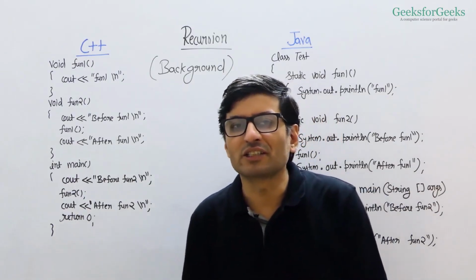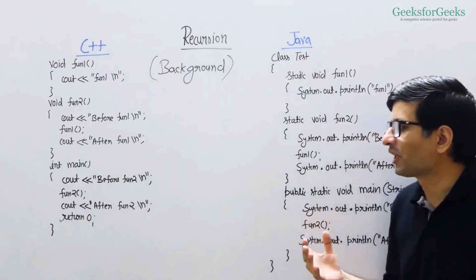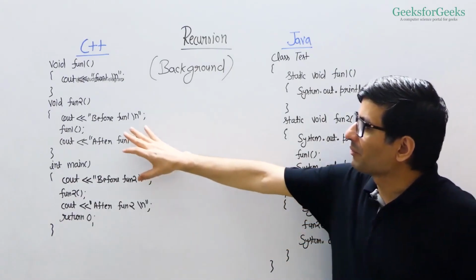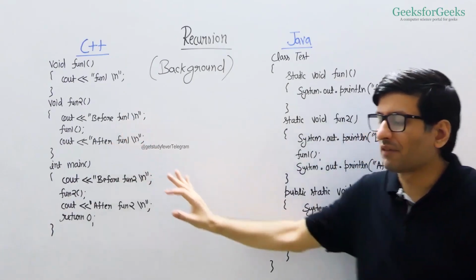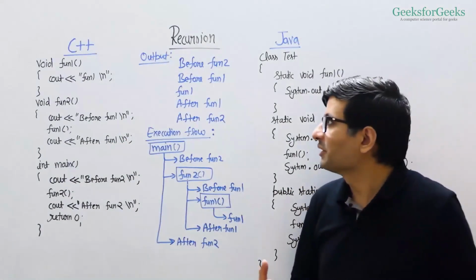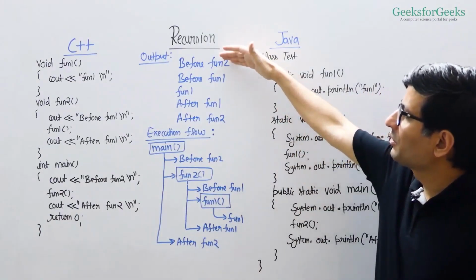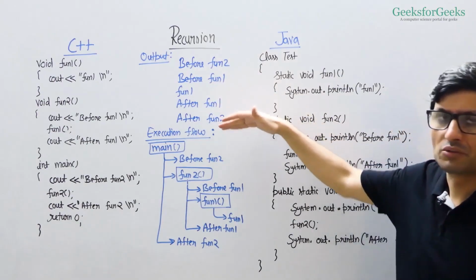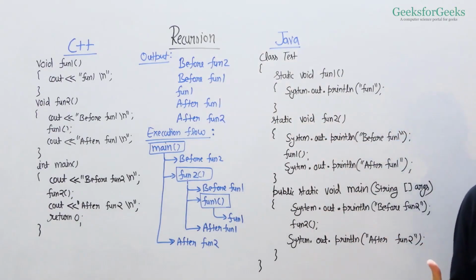So as an exercise, please take a look at these programs and try to get the output. If you're a C++ programmer, you can take a look at this program, and if you're a Java programmer, you can take a look at this program. The output of this program is before fun2, before fun1, fun1, after fun1 and after fun2. Let us see how we are getting this output.